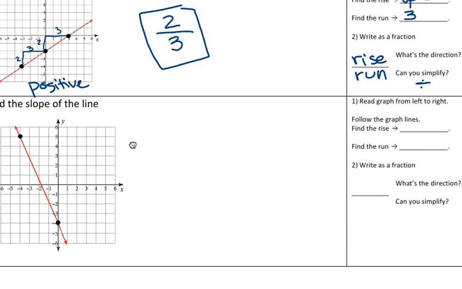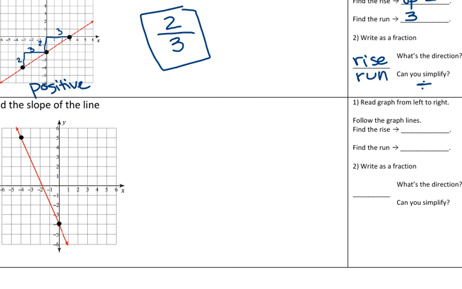We're going to read this graph from left to right. So again, I'm starting on the left side. I'm going to the right side. So I always do the rise first is what I do. So I'm going to go down and then over. But you could also go up and over, either way, but I always go left to right. So I always like to start my left point.